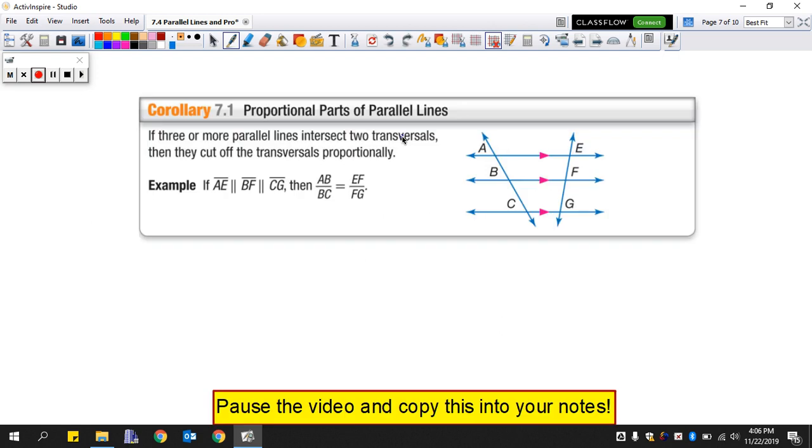Proportional parts of parallel lines. It says that if three or more parallel lines intersect two transversals, then they cut the transversals proportionally. In other words, the ratio of AB to BC is proportional to the ratio of EF to FG. So pause the video and copy this into your notes.